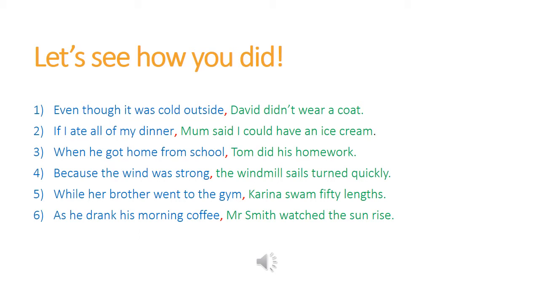Sentence 2. If I ate all of my dinner, subordinate clause, comma, Mum said I could have an ice cream, main clause. Sentence 3. When he got home from school, subordinate clause, comma, Tom did his homework, main clause. Sentence 4. Because the wind was strong, subordinate clause, comma, the windmill sails turned quickly, main clause.